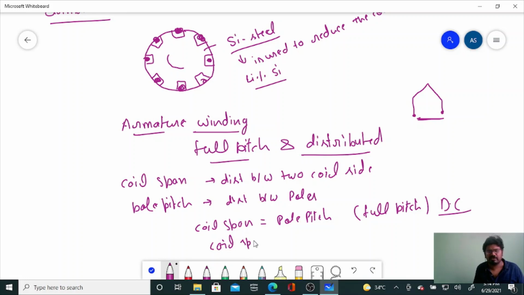When the coil span is short by some slot angles, that is, when your coil span is less than your pole pitch, then we call it short pitch. This type of winding we use in alternators and synchronous generators.